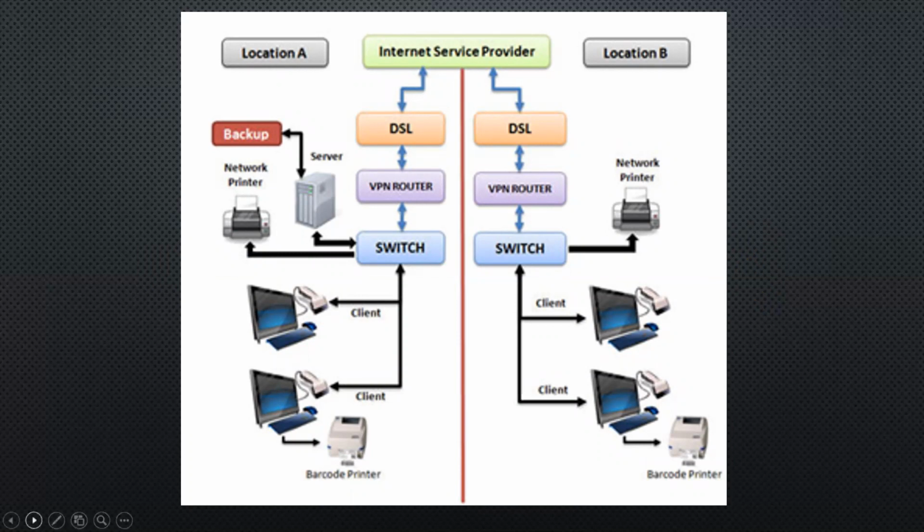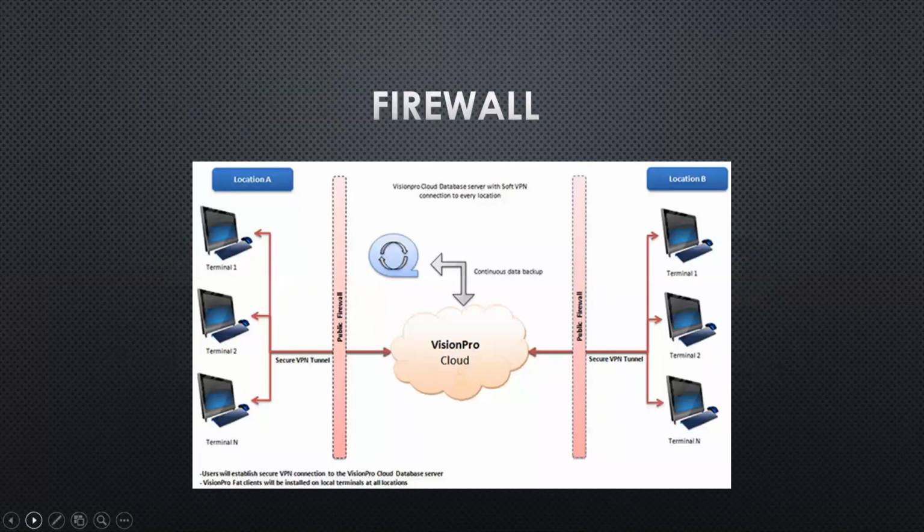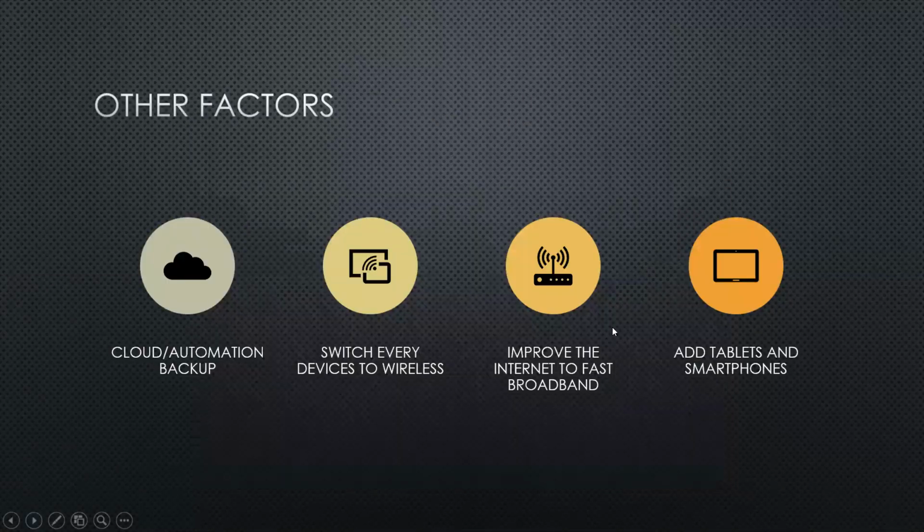In order to make the wireless system work efficiently, we want to improve the internet speed. In the original image, we see that the client is using a DSL internet type, but in order to improve the communication and the wireless devices, we want to upgrade the internet to fast broadband.